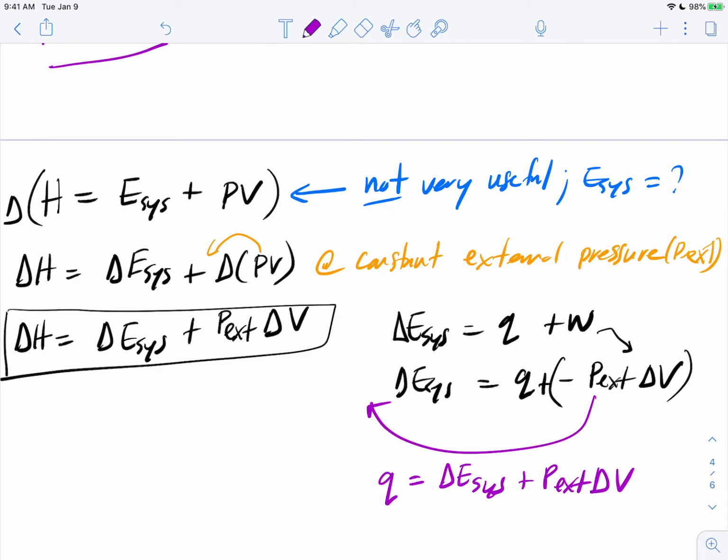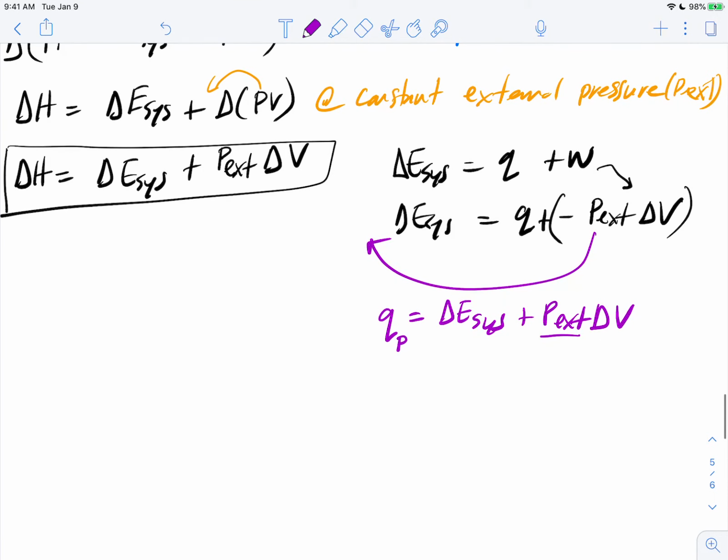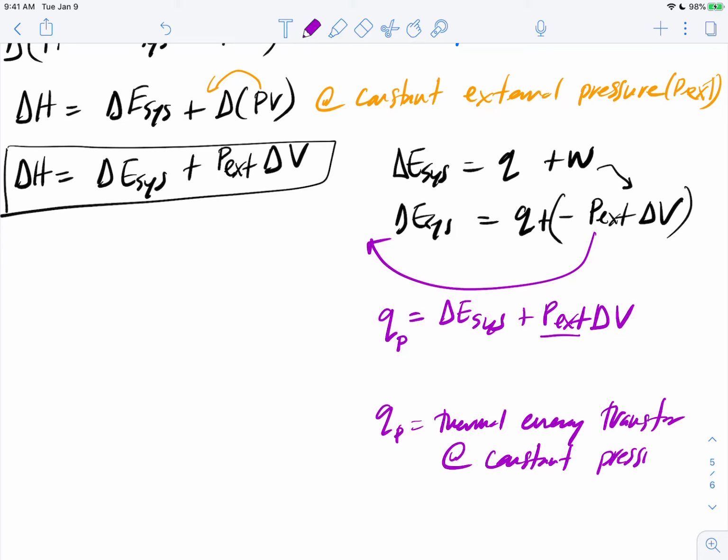Now, this is specific for a constant external pressure. So I'm going to put a P here, and this QP equals thermal energy transfer at constant pressure. Okay, and this is our second expression.